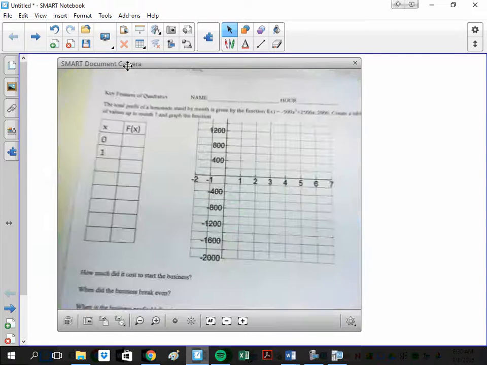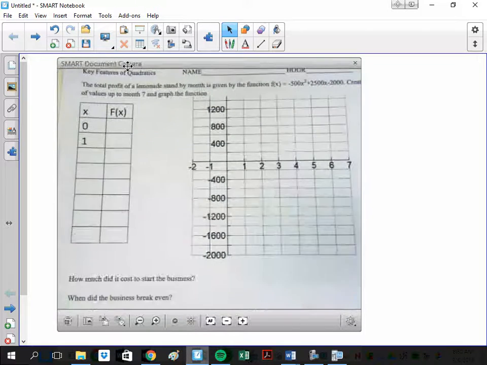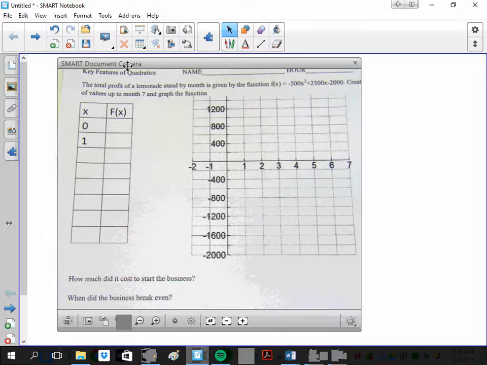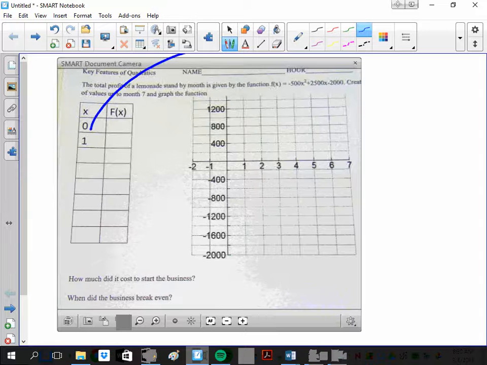So, how do we figure out what the y values or the f of x values are going to be for this function? How do I find out what the profit is for a lemonade stand when x equals 0, if I know what the equation is? So I can put 0 in for x.